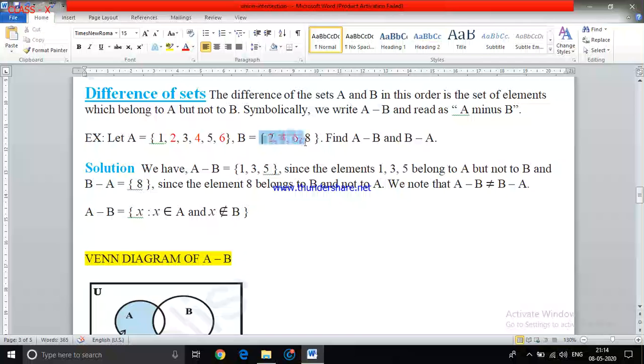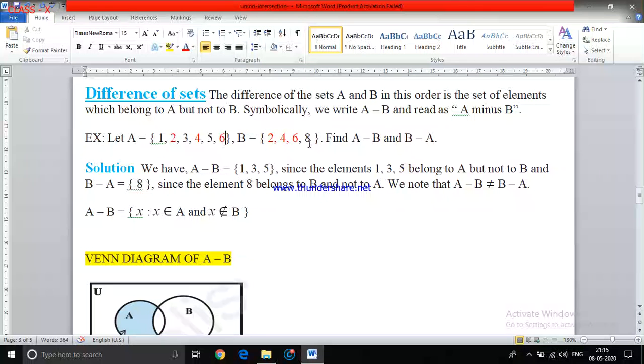Again 5 is there in A. Okay, but 5 is not there in B. So hence 5 will be there in A minus B. And now comes 6. 6 is in A as well as 6 is also in B. So I cannot take 6 in the A minus B set. So A minus B has only the numbers 1, 3, 5. Now here we completed checking all the elements of A.